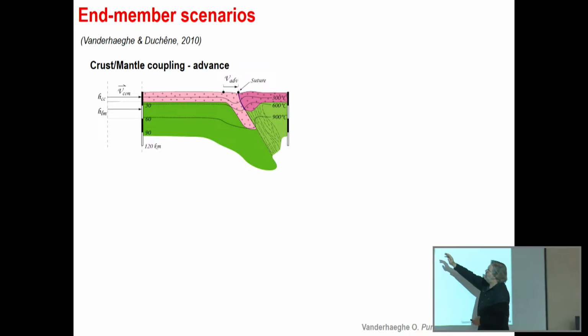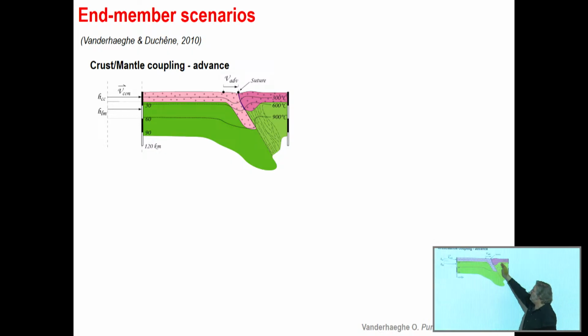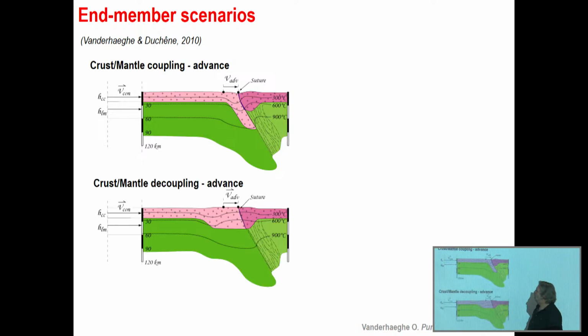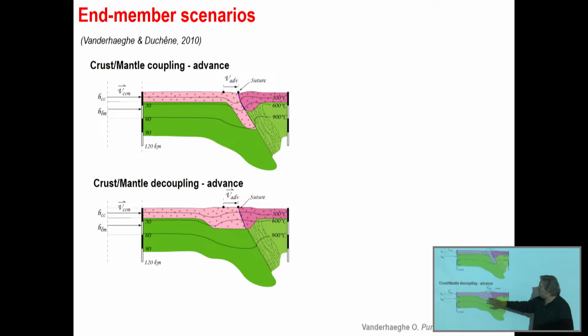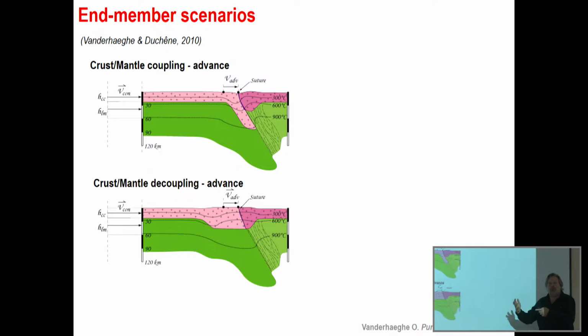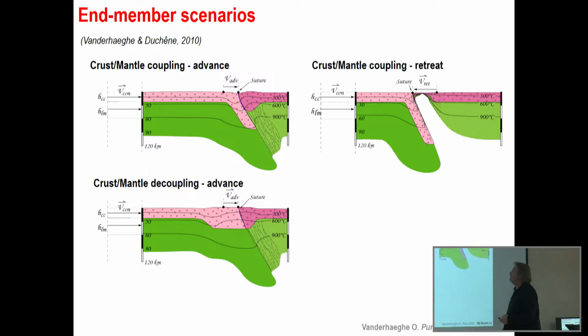So if you take crust-mantle coupling and advance, that's the indentation model, and deformation will occur mostly in the overriding plate relative to the suture. Here, with crust-mantle decoupling and advance, you have both crustal deformation and lithospheric deformation on the overriding plate, and mostly crustal thickening in the downgoing plate. So you have thickening on both sides of the suture. So you see, you have observables that you can test for this model.